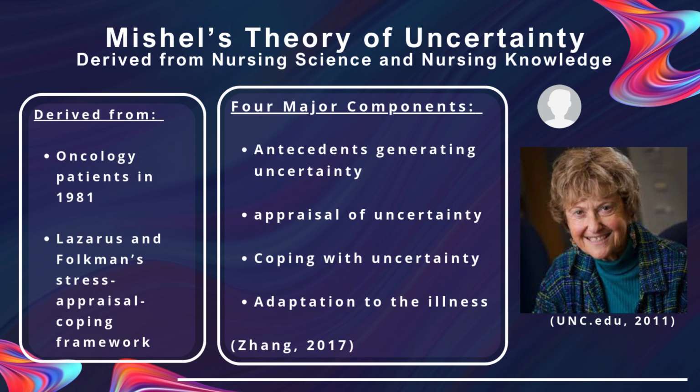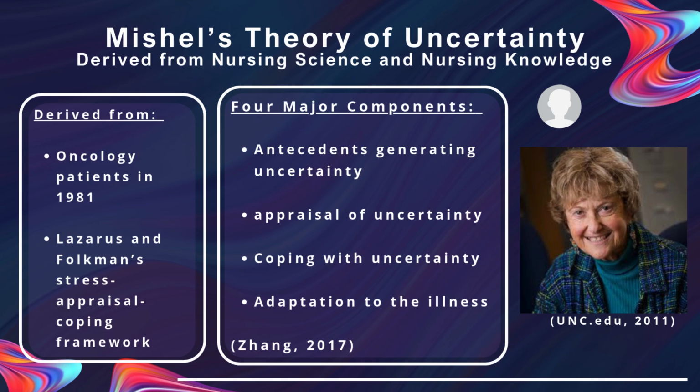So, using this framework, she created four major components to her theory. The first is antecedents generating uncertainty. This is what influences uncertainty. So, is it social support, education, healthcare professionals? This also influences the expectation of prognosis or interpretation of illness with patients. Second is appraisal of uncertainty. This is the assessment of a stressor and a coping resource. So, during this time, patients may adopt new coping mechanisms or experience confusion. And some patients prefer to remain confused regarding their prognosis.